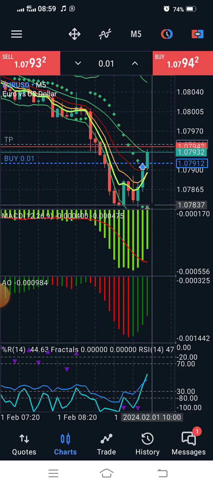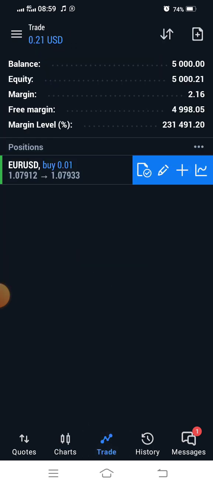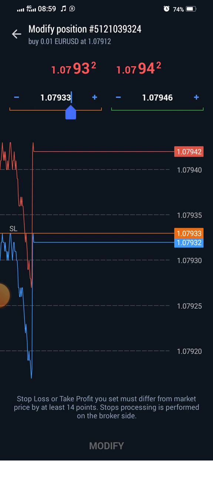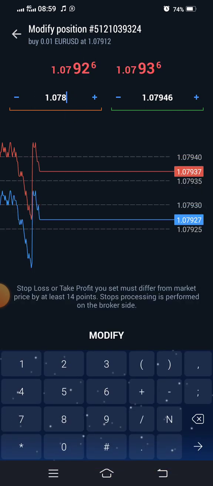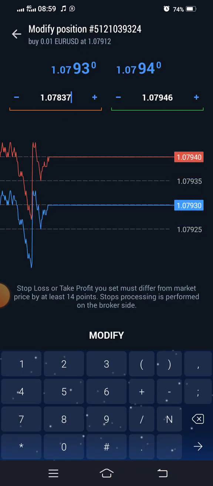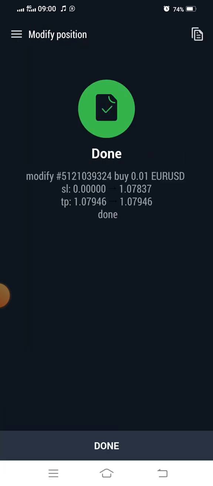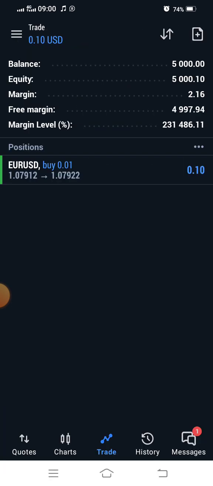So that would be 1.07837. So I'm going to come here, edit, 1.07837. That's my stop loss. And I'm done with this business. I'm done with this. So whichever way it wants to go, if it goes in my favor, I'm going to be in some profit. If it goes against me, I'm going to be in some losses, but I'm not going to be totally wiped out.